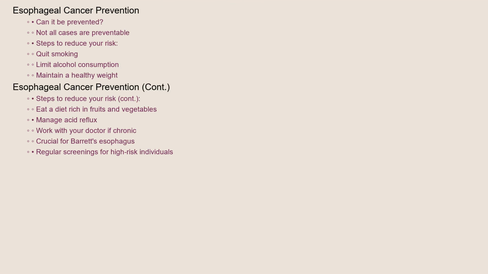Can esophageal cancer be prevented? While not all cases are preventable, there are several steps you can take to reduce your risk. These include quitting smoking, limiting alcohol consumption, maintaining a healthy weight, eating a diet rich in fruits and vegetables, and managing acid reflux. If you have chronic heartburn or Barrett's esophagus, it's crucial to work with your doctor to manage these conditions effectively. Regular screenings may be recommended for individuals at high risk.